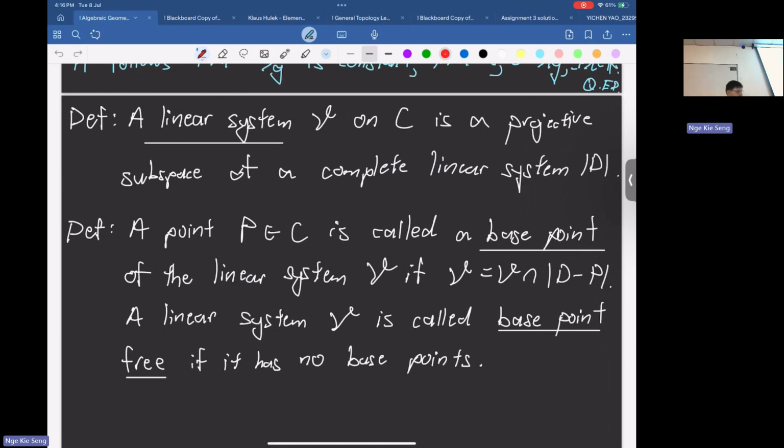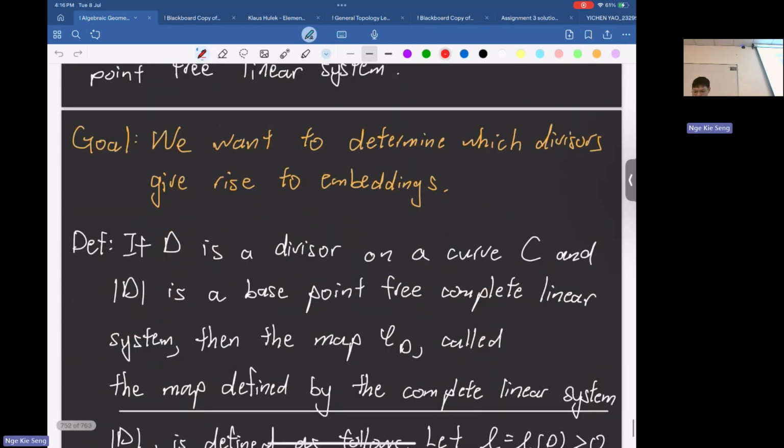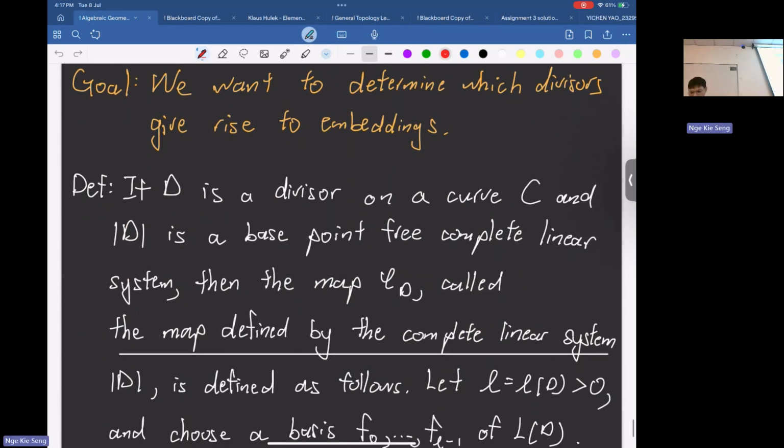Base point meaning even if you take away the base point, and you intersect with the original linear system, you're going to get back your linear system. But if once you take away a base point, it's no longer your original linear system after the intersection, then you say base point free. Okay. These are for the sake of talking about later stuff.